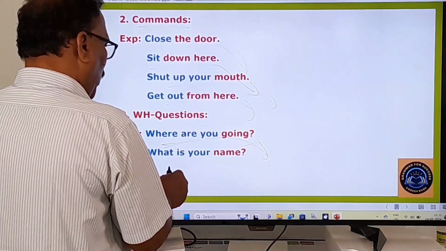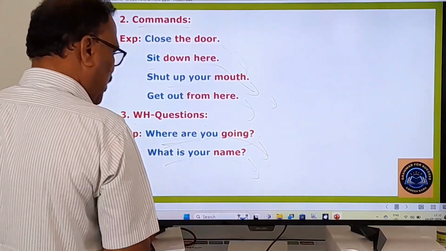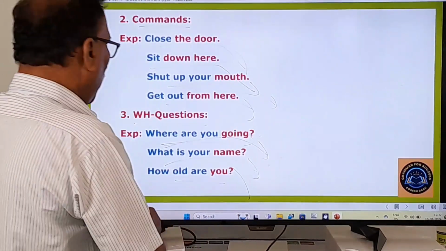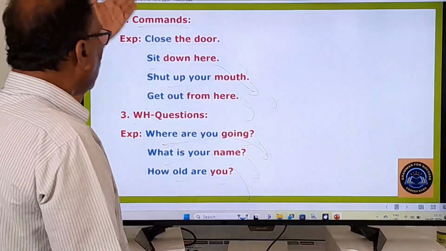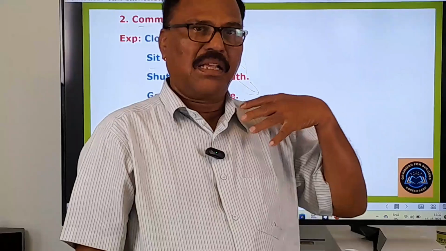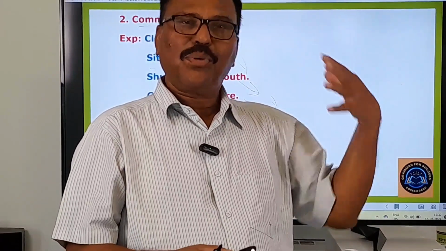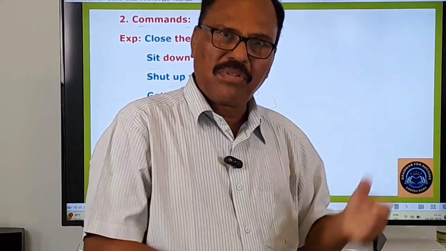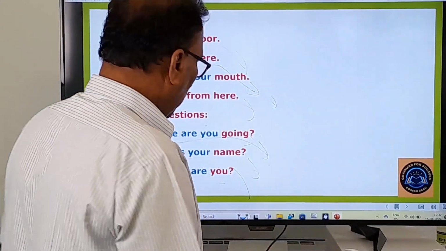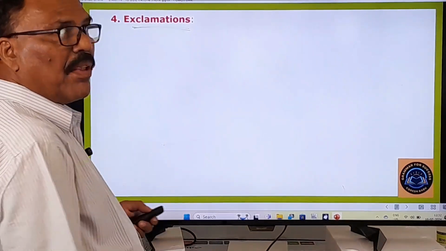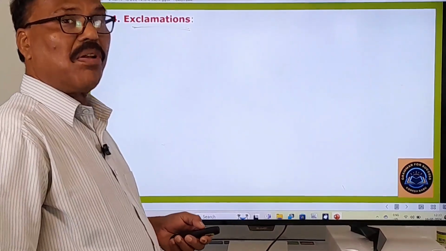What is your name? Falling intonation. How old are you? Falling intonation. In all these WH questions, in all these commands, in all the statements, falling intonation is used. Please keep these three important rules. Apart from these important rules, other rules are also there. Let us learn about them also. And exclamations are also there. With exclamations also we use the falling intonation.